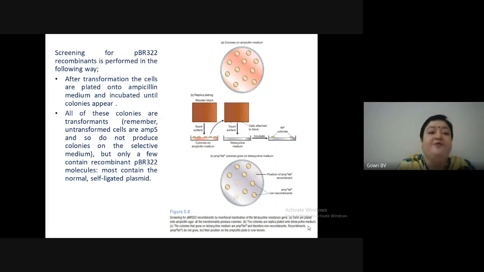But only a few contain the recombinant pBR322 molecule. Most contain the normal self-ligated plasmid.